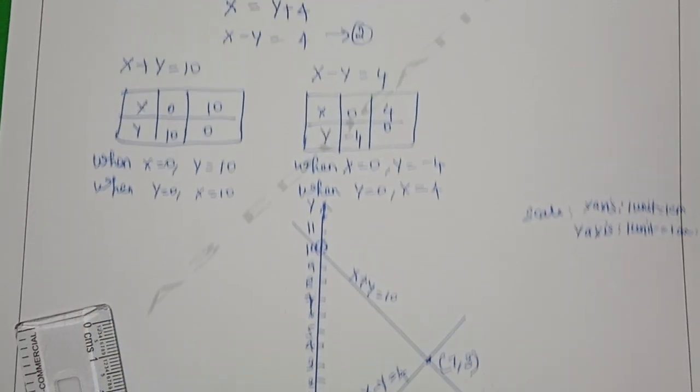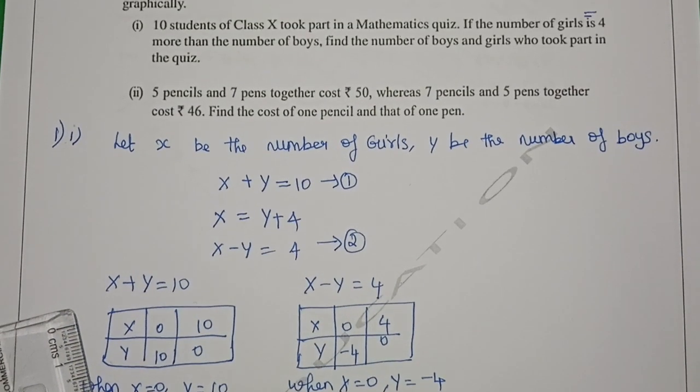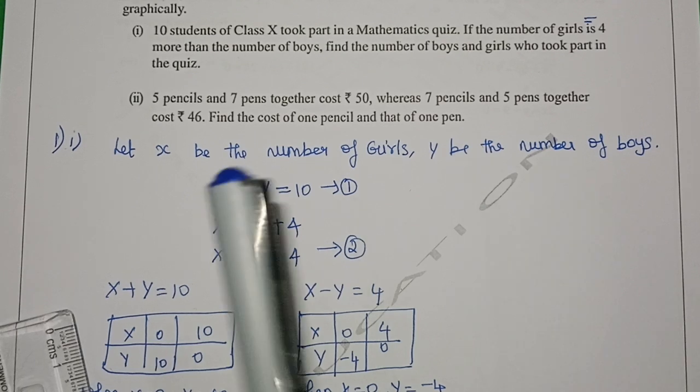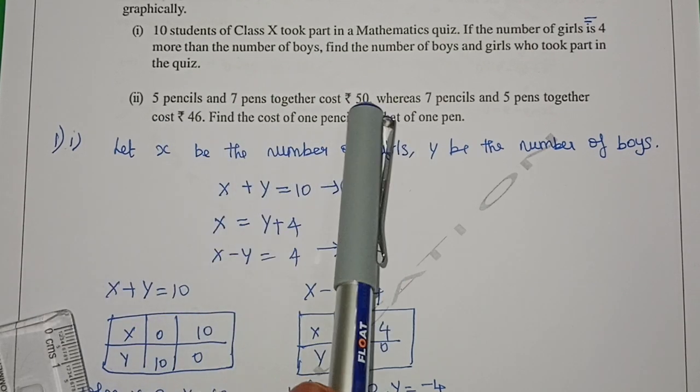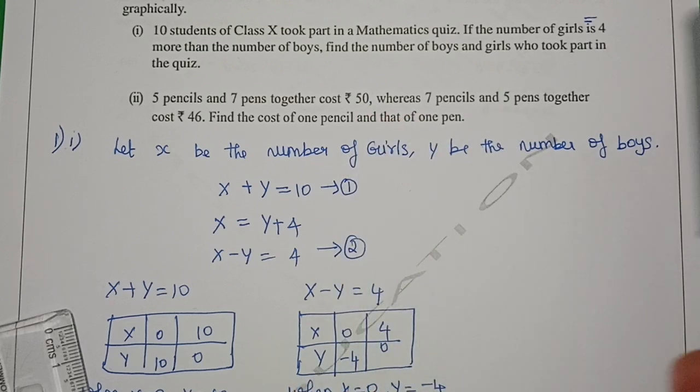Next, in the next sum we assume x as the pencil and y as the pen. So we directly get the two equations and we will be performing the task graphically.